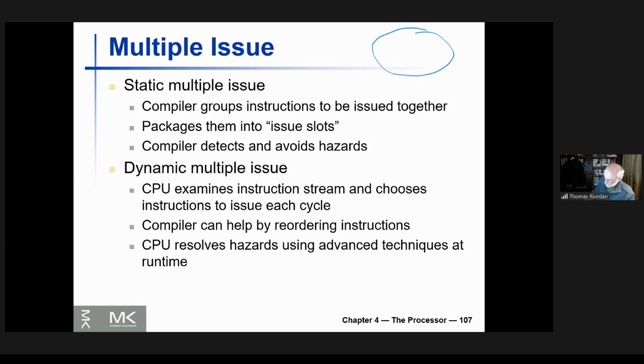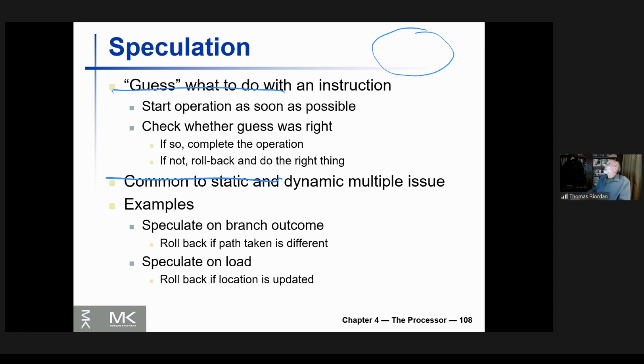So we're going to look at both these things. We're going to look at static multiple issue and dynamic multiple issue, because static multiple issue will lead us to why we want to use dynamic multiple issue, and we want to see the simple case first, and then we'll generalize to the more complicated case. Okay, so again, as we said, speculation: you guess what to do.